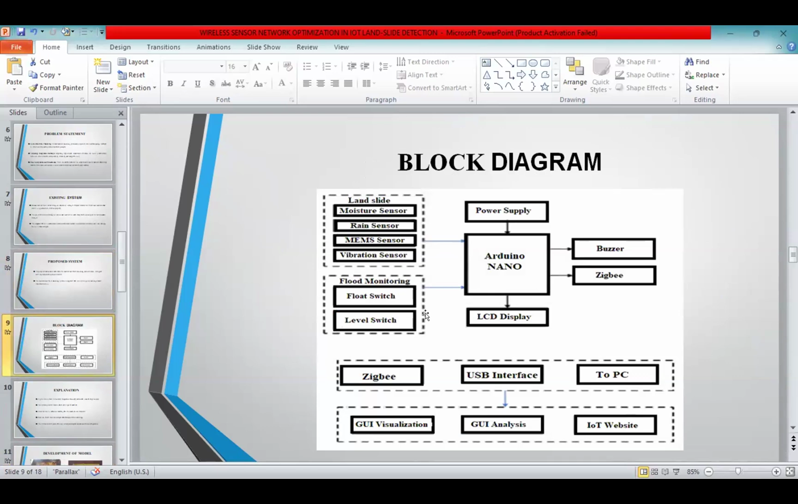We have used sensors like a moisture sensor, rain sensor, MEMS sensor and vibration sensors. The data from vibration and flood monitoring will be transmitted to the Arduino Nano, and the power supply will be applied. The LCD display will show the command. The buzzer will be used to sound an alarm. The Zigbee will be used to transmit the data. Here is the Zigbee USB interface, and the data will be moved to an IoT website using it.